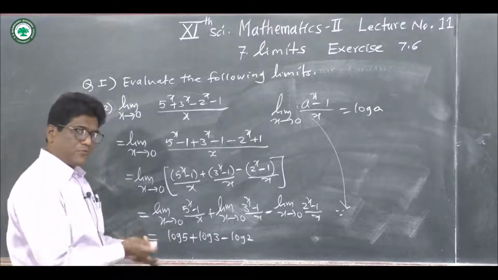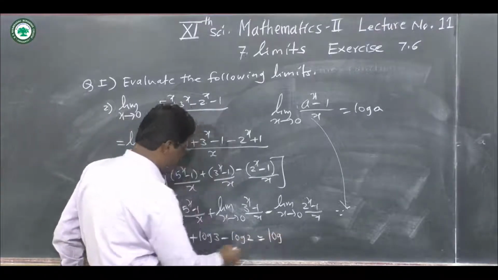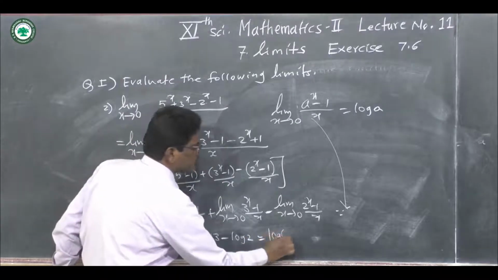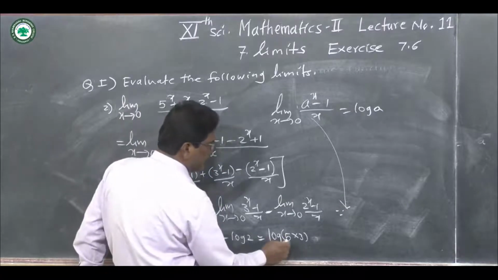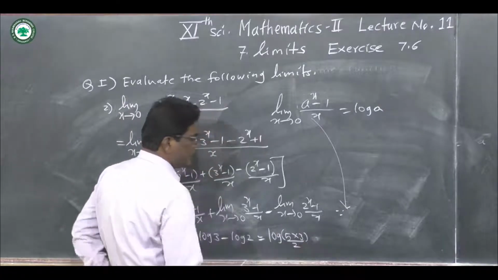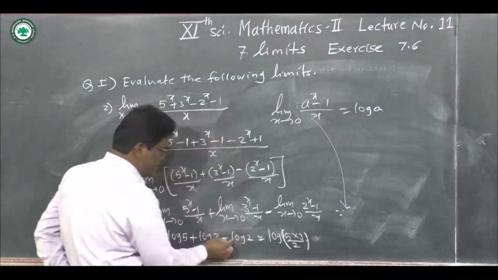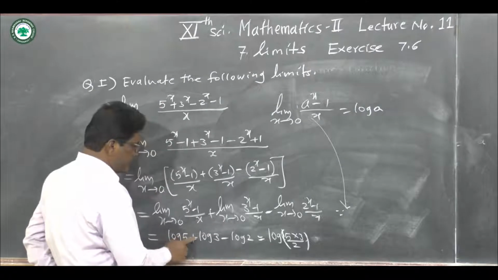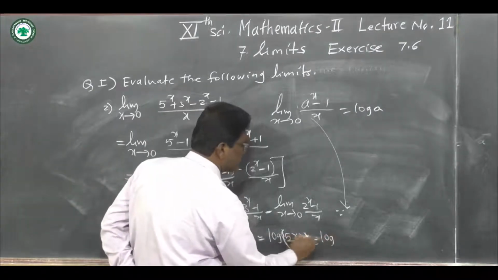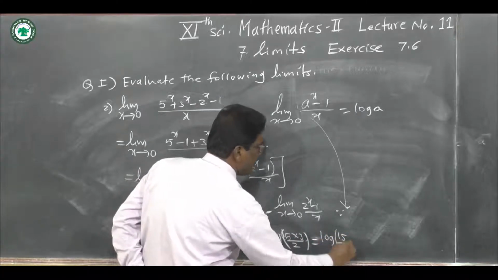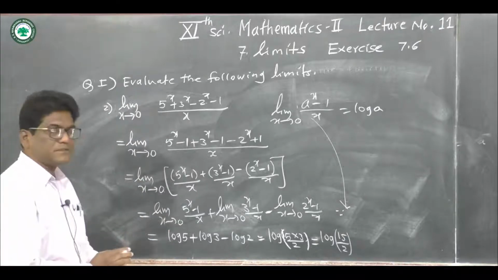Now here plus and minus, so we take logarithm common. So we get log of 5 into 3, and minus log of 2, we write it as divided by 2, 5 into 3 divided by 2. When there is minus, we divide, and here plus, so take multiplication. So it is equal to log of 5 into 3, that is 15. So 15 divided by 2, log of 15 divided by 2. This is the answer for the second problem.